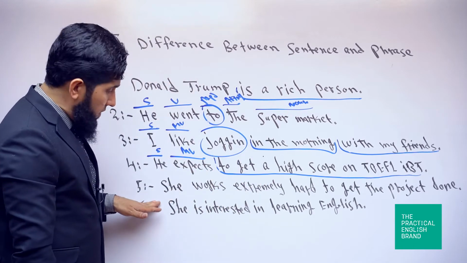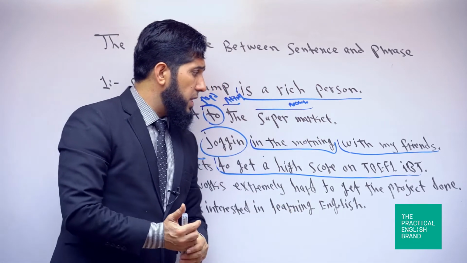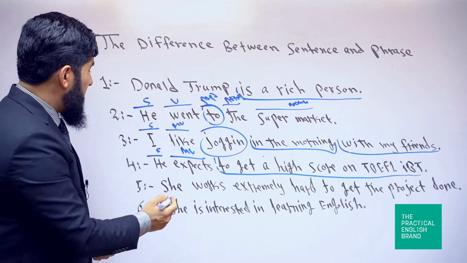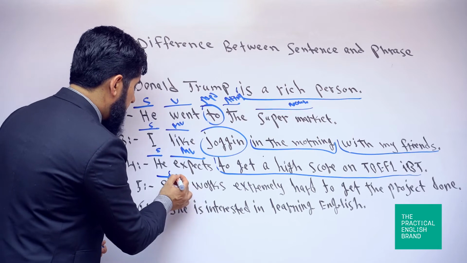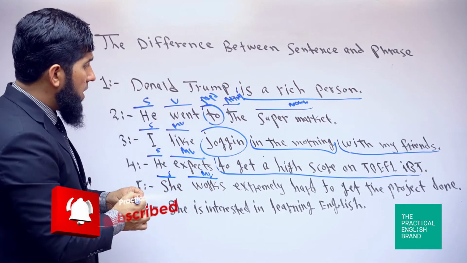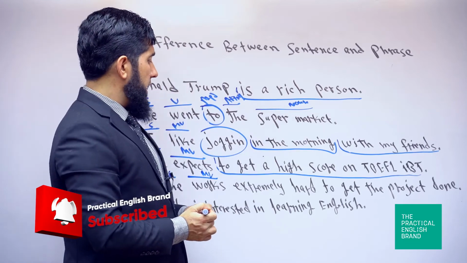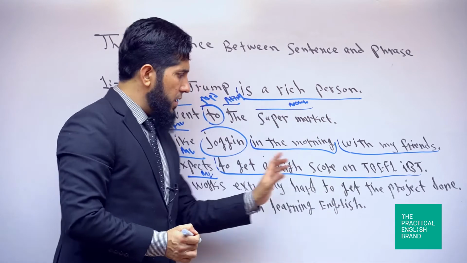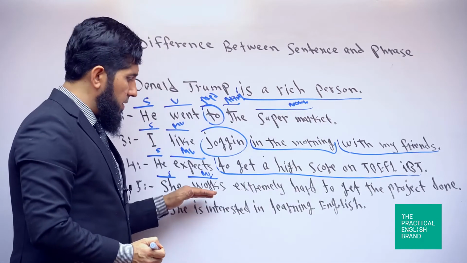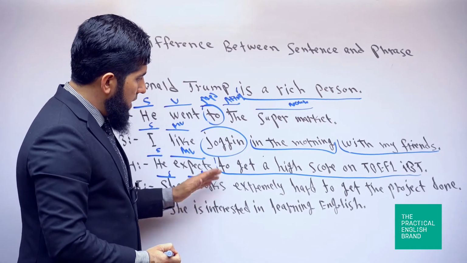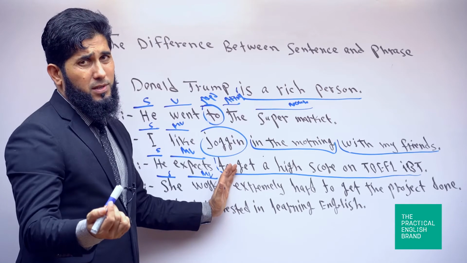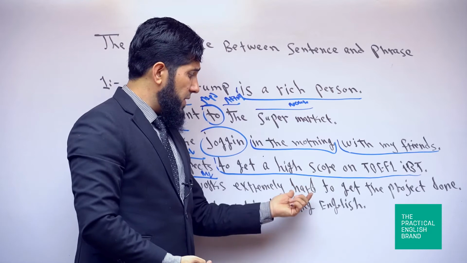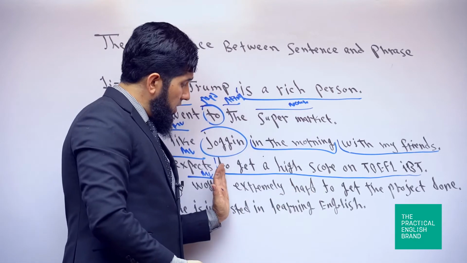Okay, now, sentence number 5: "She works extremely hard to get the project done." Here "she" is the subject of your sentence and "works" is the main verb form. "Extremely hard to get the project done": you may say this whole group of words is used as a complement of the main verb. But "extremely hard" is a kind of adverb phrase, like there are 2 adverbs next to each other. This adverb "extremely" modifies the following adverb "hard."